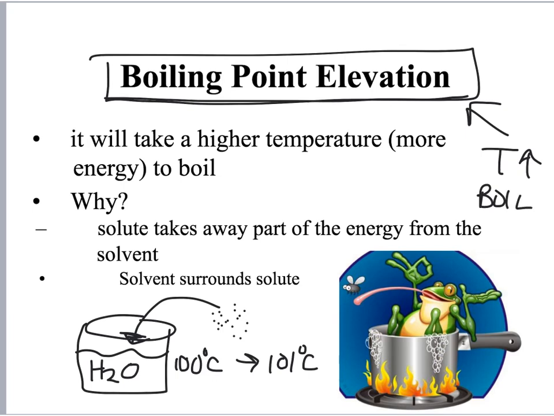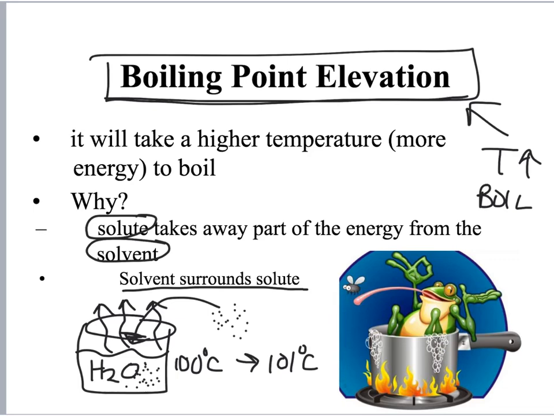Now, why is this a colligative property? Well, because when you add solute, you're taking away some of the energy of the solvent because, again, the solvent is trying to surround the solute and dissolve it. So by having that extra energy focused on the salt, in this case in the water, there's less energy for it to gain to escape as a vapor and go from liquid to gas, which means that it would boil away. So that raise in boiling point is a colligative property. Just by adding solute to a liquid, you raise its boiling point.